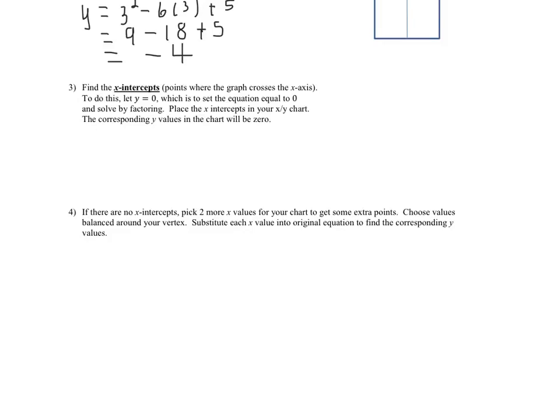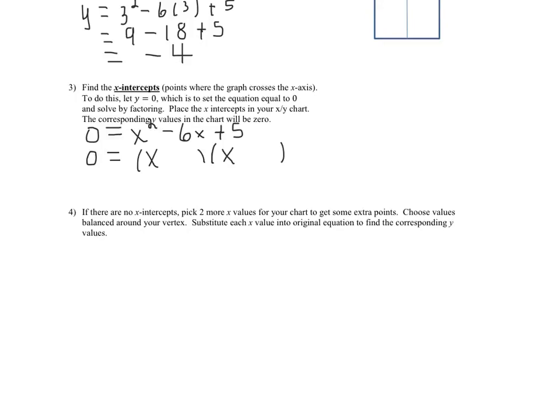Our next step is to find the x-intercepts. Those are the points where our graph is going to cross right on the x-axis line. If a point is right on the x-axis, the y value will be 0. So we're going to take our equation and make the y be 0 and solve the equation. So here I set the y value to 0, so we have a trinomial that equals 0. We're going to factor and get two solutions, and those will be our two x-intercepts.